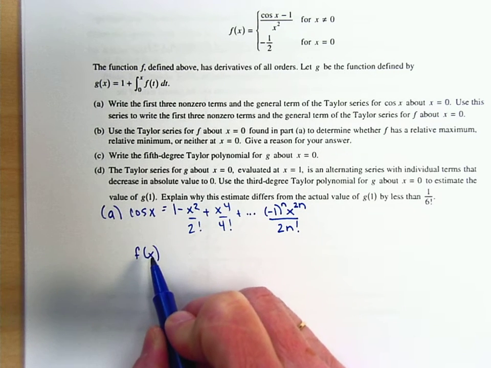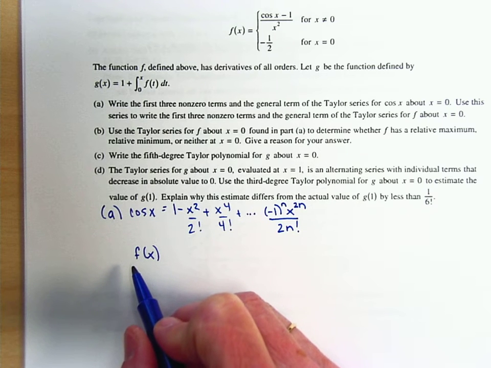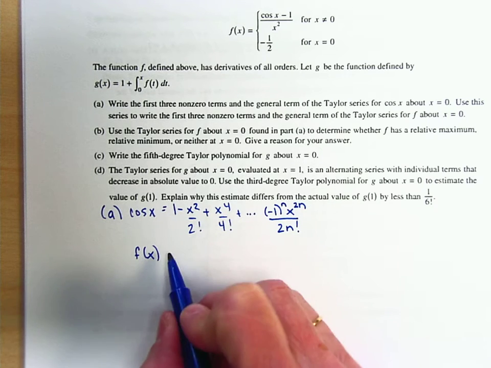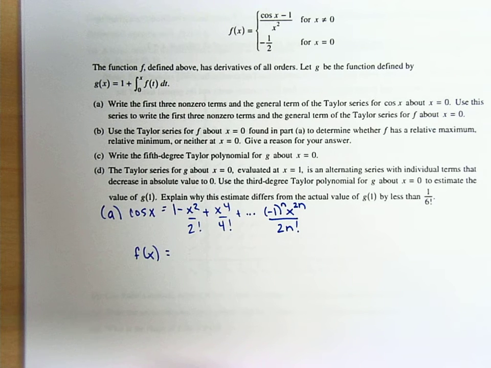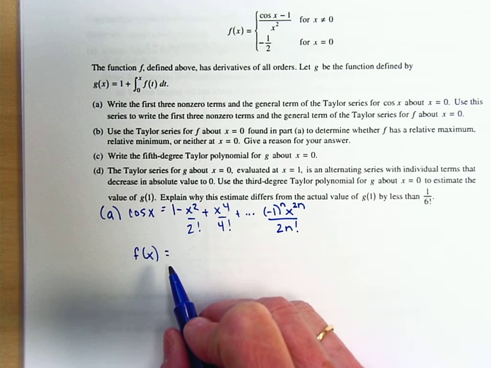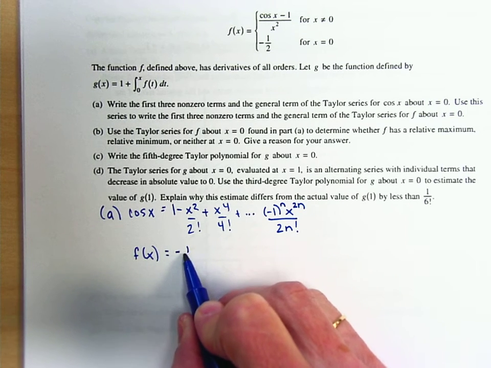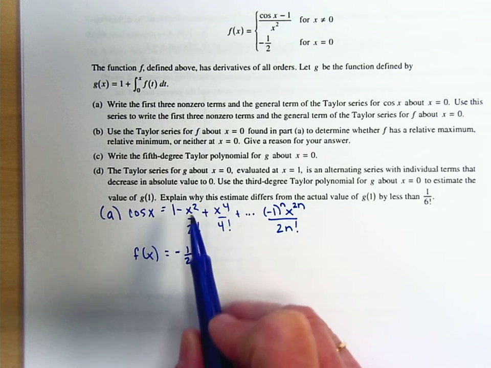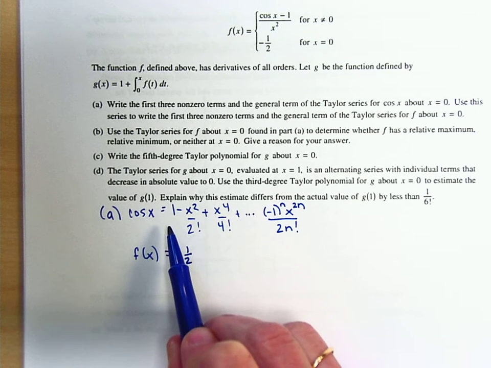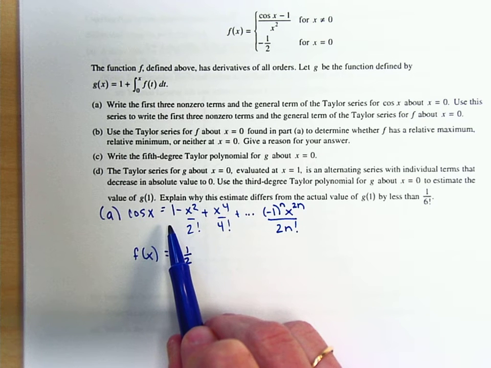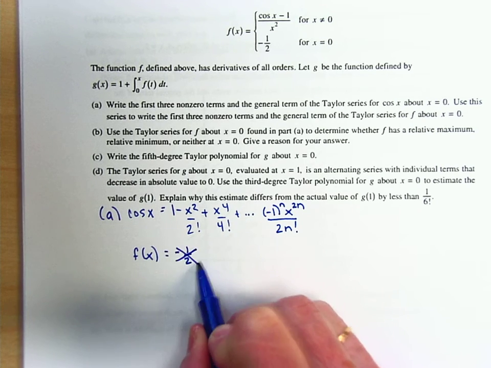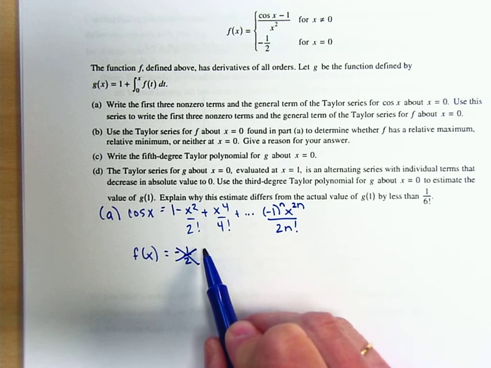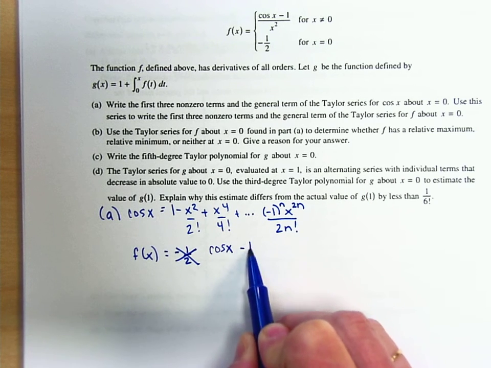Now for f of x, I actually did a lot more work than I needed to for this one, but that's okay. So f of x is going to be minus a half when x is 0, and then it's going to be the cosine of x minus 1 divided by x squared. So f of x is the cosine of x minus 1 all over x squared.